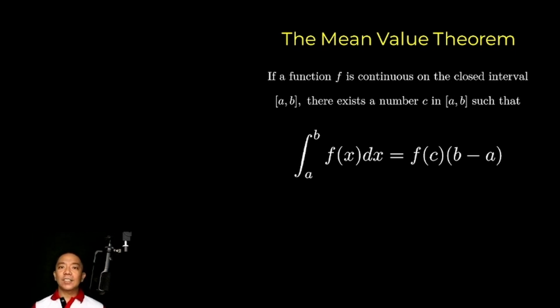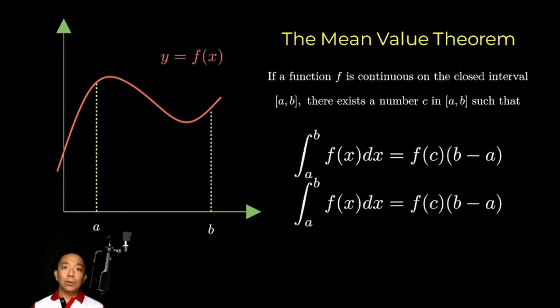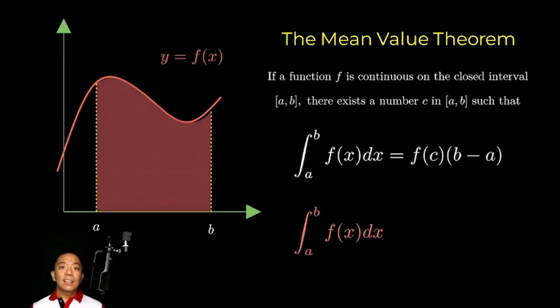So let's visualize what this theorem is trying to tell us. So let's say I have a function in my Cartesian plane. Let's call it y equals f of x. Tapos meron tayong closed interval na a to b. If we take the definite integral from a to b ni f of x, we will get the area of this shaded region. Now let's analyze kung ano yung sinasabi sa atin ng right side.